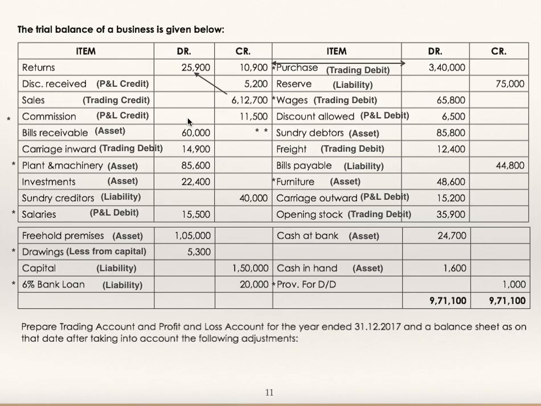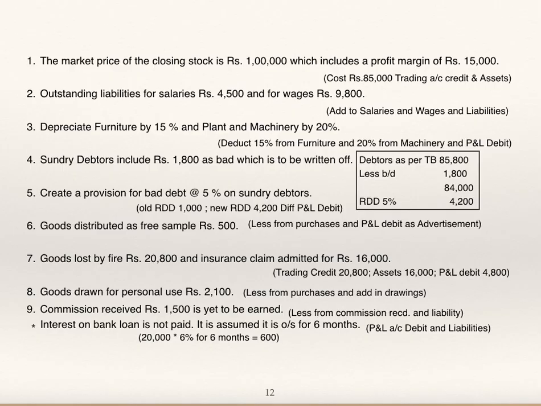Commission, profit and loss credit by commission. Star is there, that means it has got adjustment. We'll go through the adjustments and see. Last adjustment, commission received 1,500 is yet to be earned. So from commission received you will deduct 1,500.